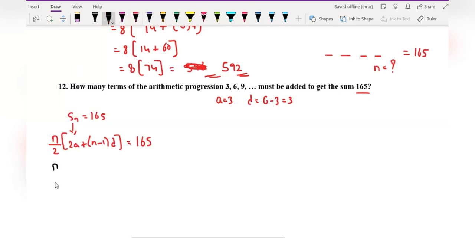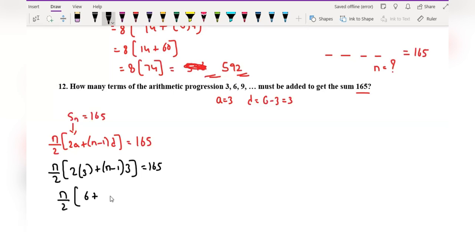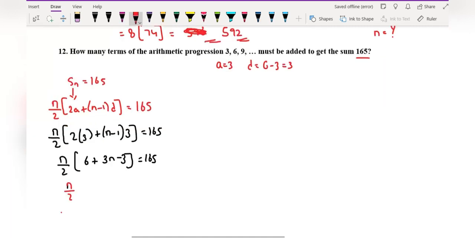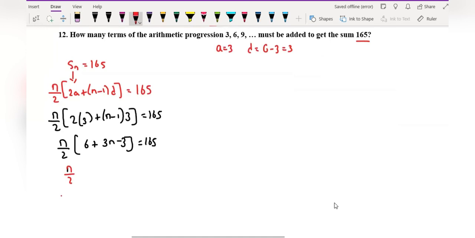n by 2, I'm going to write down as it is because I don't know the n value. 2 times the a value we know, that is 3, plus n minus 1 as it is, and the d value is also 3, equal to 165. Okay, so n by 2 of 2 times 3 is 6, plus multiplying this out, 3n minus 3, is equal to 165. Okay, so n by 2 we write as it is. As you can see, 6 minus 3, I can separate it. So 3 plus 3n, and I get it is equal to 165.